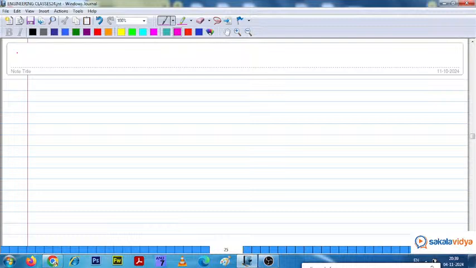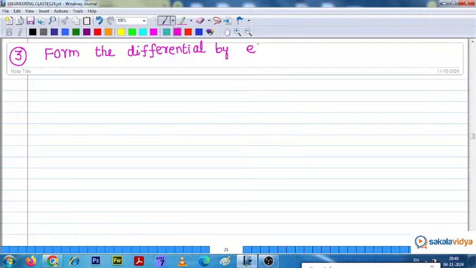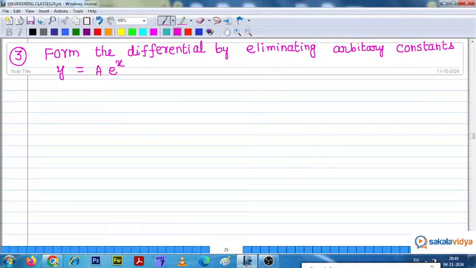Third question now. So third problem. Form the differential equation by eliminating arbitrary constants: y equals a times e power x plus b times e power minus x.